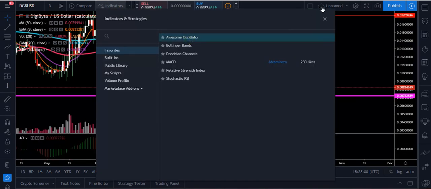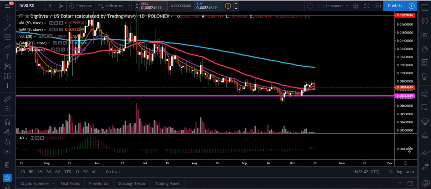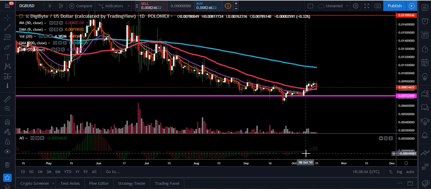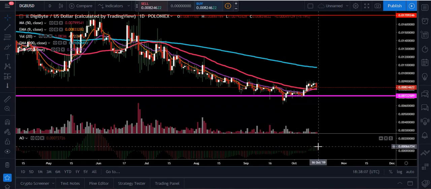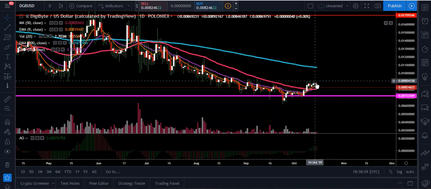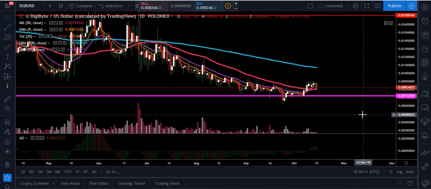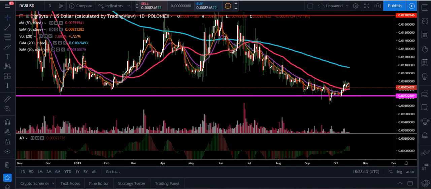And then let's do our awesome oscillator, looking at the histogram. So the histogram went to the positive. We had a nice little flip over from the negative here, but now we're starting to get one of those red bars, which obviously is correlating with today, is what you're seeing.